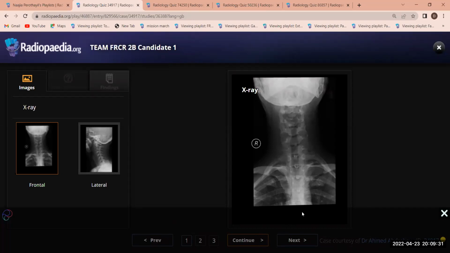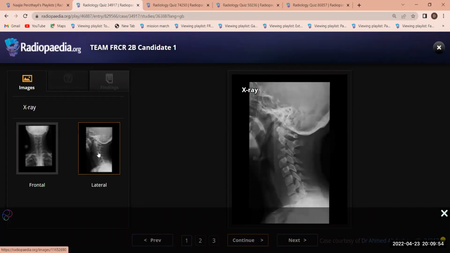The spine looks unremarkable from the AP projection. I don't see any soft tissue abnormality. Looking at the visualized clavicle and the upper ribs, also appears unremarkable. Okay, you can have a look at the lateral, please. Okay, the lateral view. There is some soft tissue thickening in the prevertebral region in the lower cervical spine.